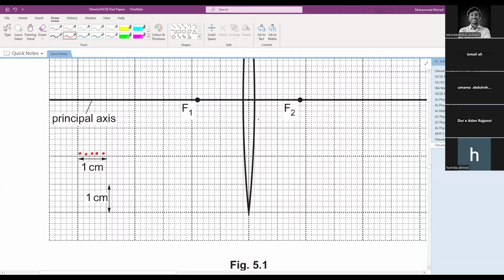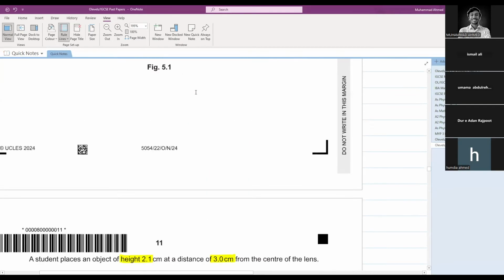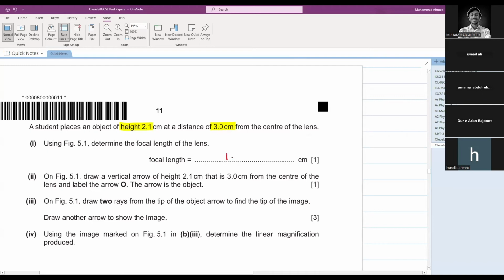Okay. So first of all, this is your center of the lens. The center of the lens is known as optical center. 1, 2, 3, 4, 5, 1 centimeter. 1, 2, 3, 4. That is 1.8 centimeter. So focal length is the distance from the optical center to the focal point. 1.8 centimeter is your answer. Centimeter is already written, so you don't have to repeat the unit again.